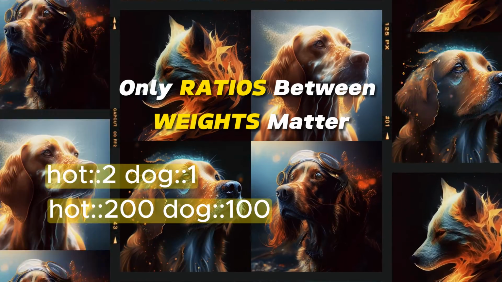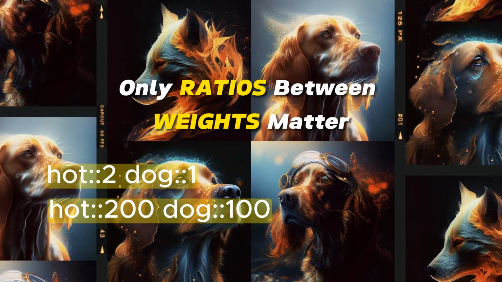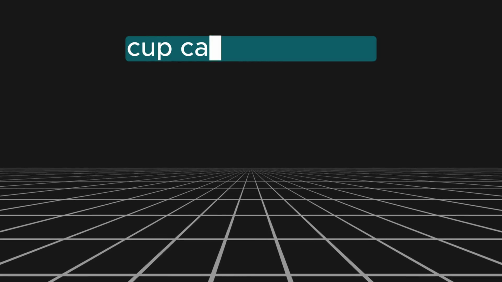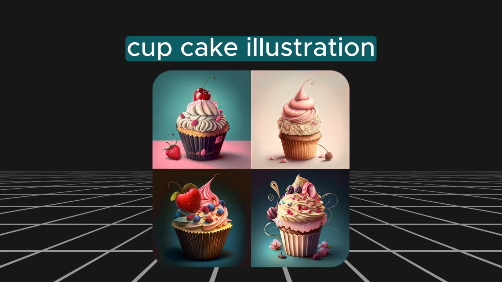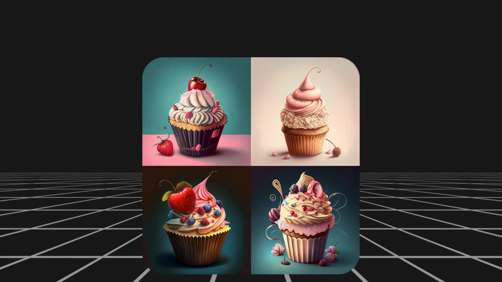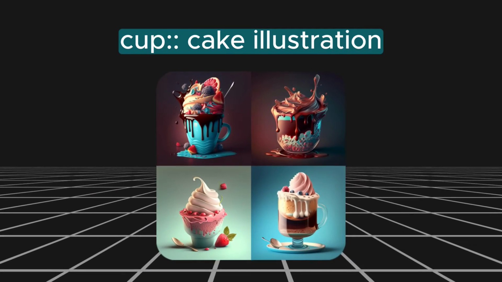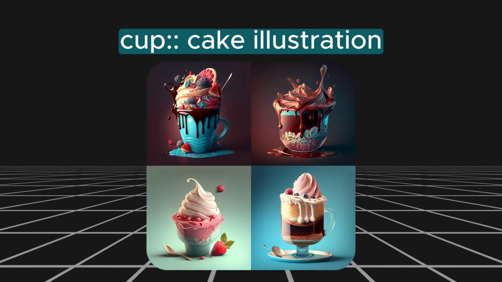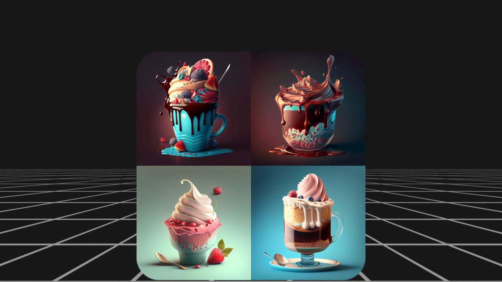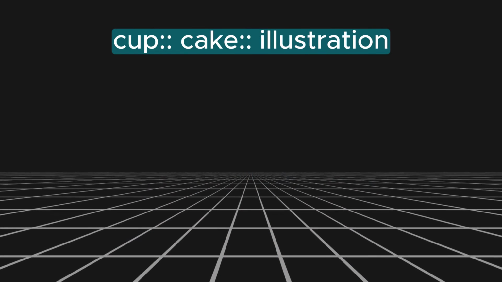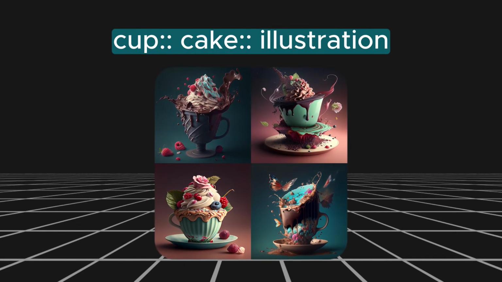You can extend multi-prompting to more than two concepts. For example, the prompt "cupcake illustration" generates pictures of cupcakes. If we separate the concept cup with a double colon operator behind it, Midjourney now generates pictures of cakes and cups. And if we separate all the concepts, cup, cake, and illustration, Midjourney now generates a cake in a cup.